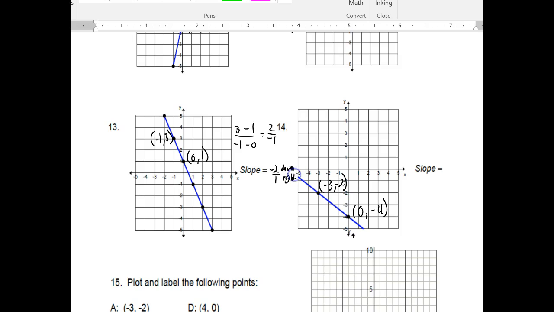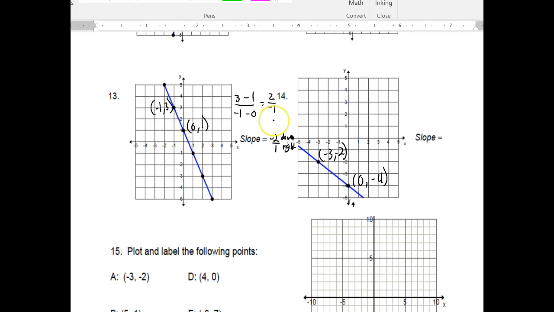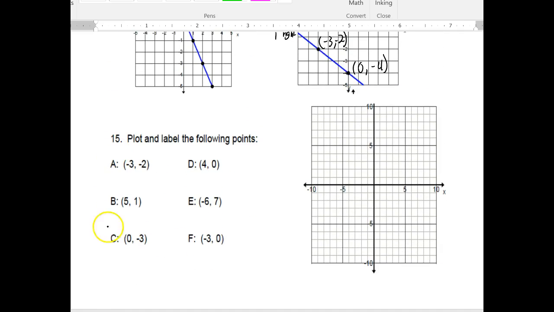So let's take a look at this one. Start maybe from this point: down negative 2, 1, 2, right 1, up, land down the line. One more time, down negative 2, 1, 2, right 1, land down the line. That's all it is. So it's always a good way to check if your fractional slope matches up with the line. And lastly, in number 15, I'll be doing A, B, and C. You'd be doing D, E, and F, plotting these points.